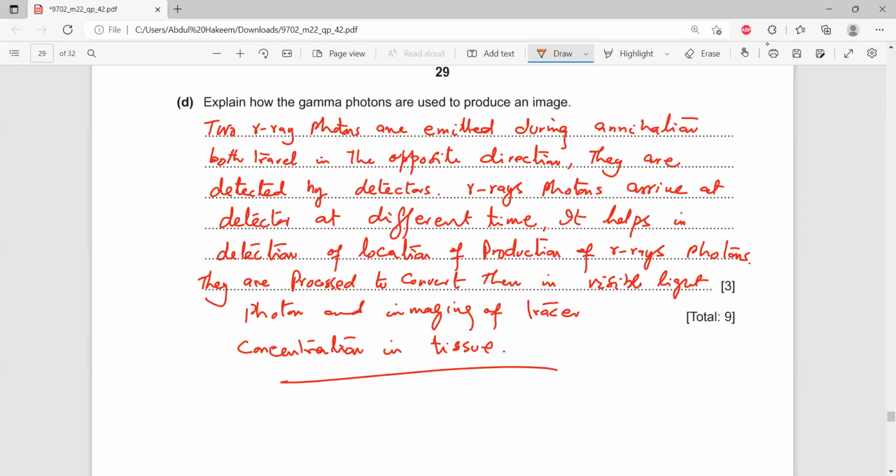The gamma ray photons are processed to convert them into visible light photons and imaging of the tracer concentration in the tissue. And after imaging, we can check the concentration of the tracer in the tissue. That means we can check the position, and we can check the metabolic activity, meaning the concentration of the tracer in the tissue.